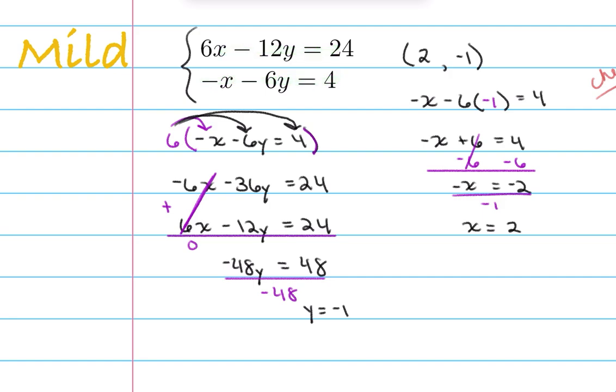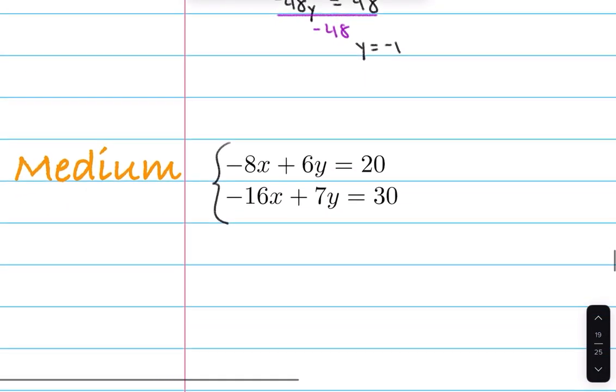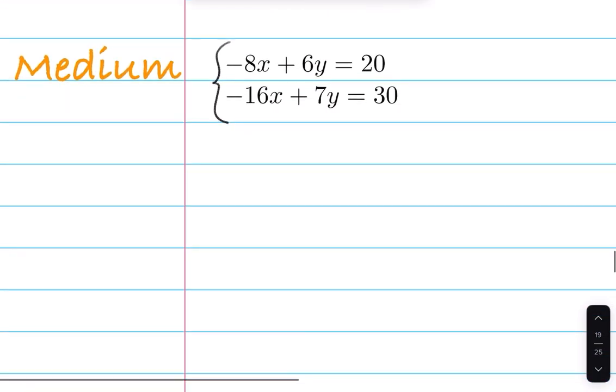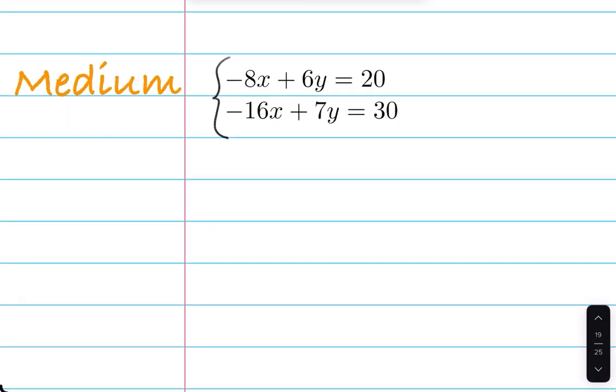All right, let's take a look at a slightly spicier one. Okay, so in this one, both of my signs are the same here and both of my signs are the same here. So no matter what, that tells me that I'm going to have to multiply by a negative number so that I can get one of these to be positive or one of these to be negative. All right, that way I can find that opposite.